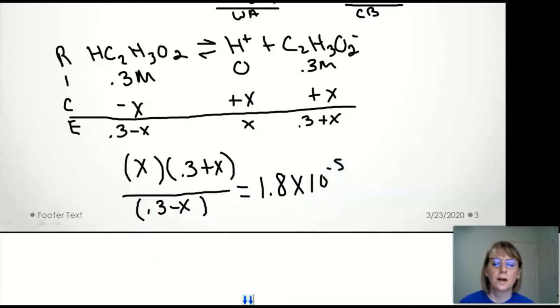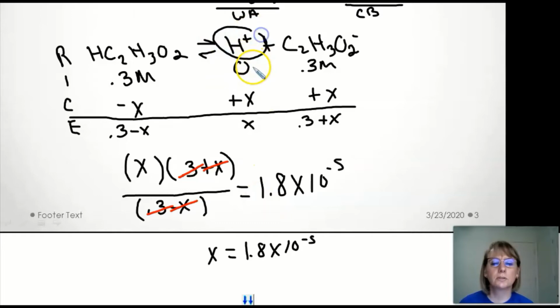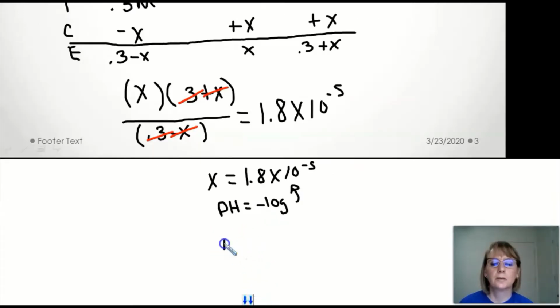So I can get rid of the minus X and the plus X because of this 5% rule. Now we got something unique. 0.3 over 0.3, well that's just 1, so they're canceling each other out. So I know real quick my X is 1.8 times 10 to the negative fifth. So pH, again, that's the H plus concentration there. So pH is the negative log of that. So our pH for this instance is 4.74.